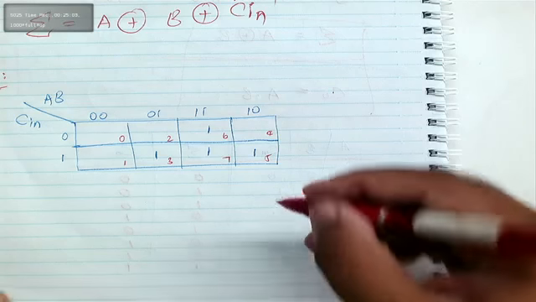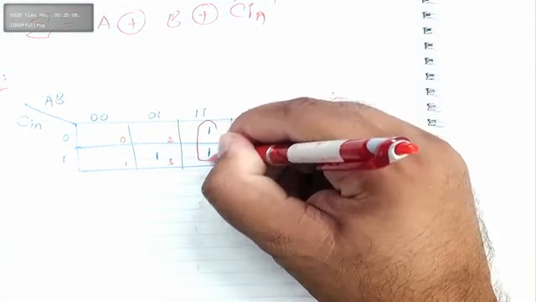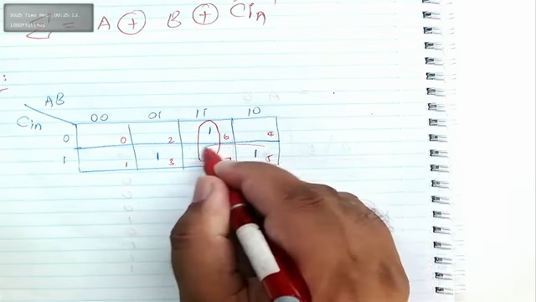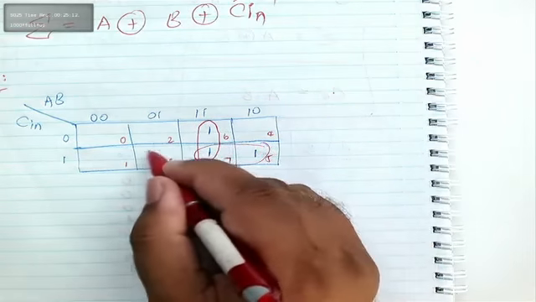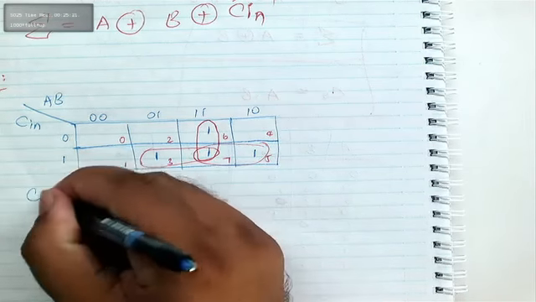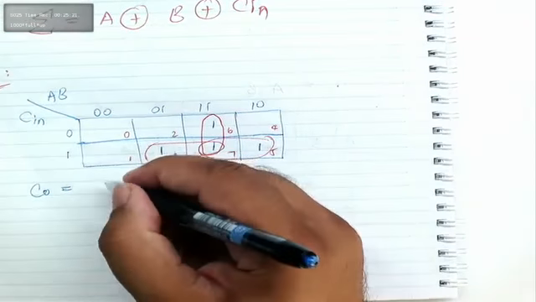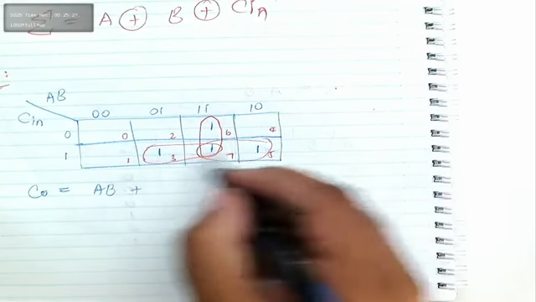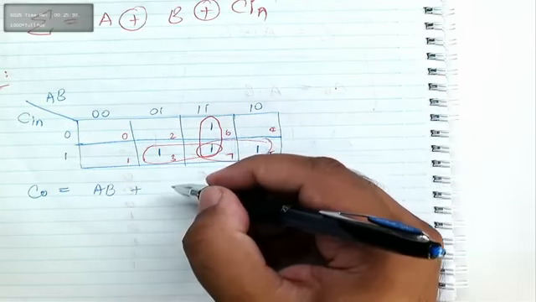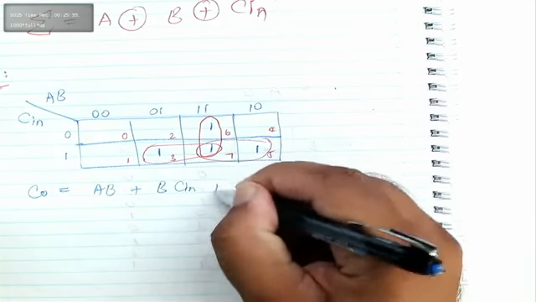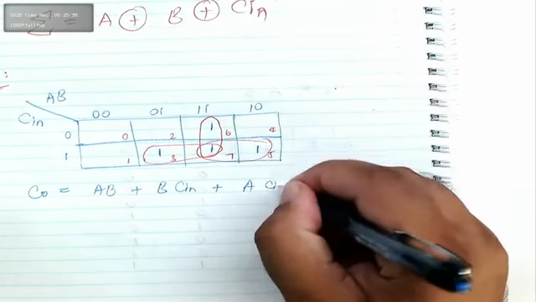In this particular case, I think that's a group. Rather than making this a group of one, we put that like that and we put this one there. So there are three groups of two. Eventually we end up with C out, or carry out, equal to AB or BC in or AC in.